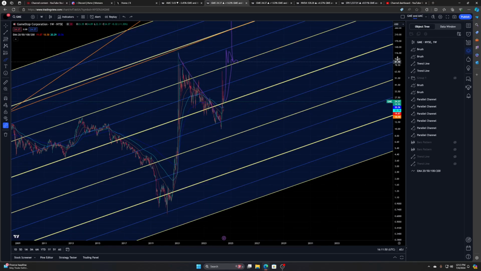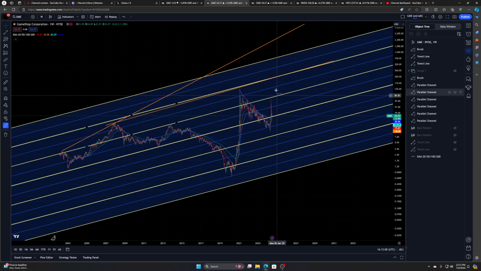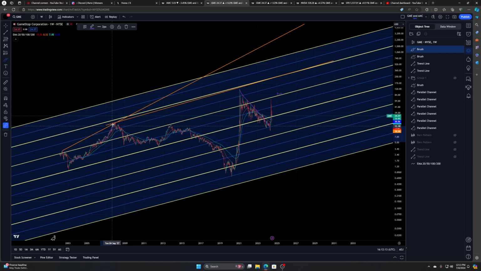And that's how we can get these price targets, but also be wary. If we come up and hit 230 and then see a lot of sell volume, we may get out of the trade. It may be over, because you can see that we've only really been in this channel once, and then briefly in 2021, and then briefly in 2008 or 2007, I mean.